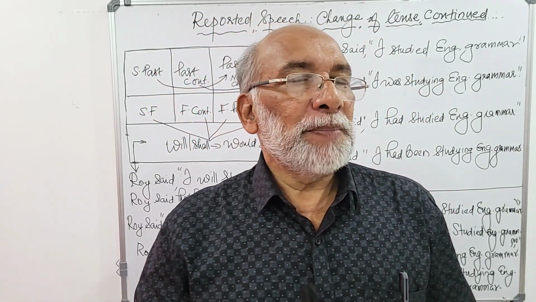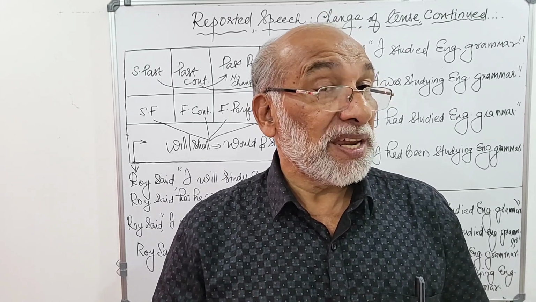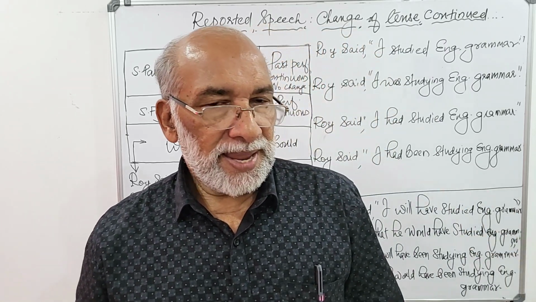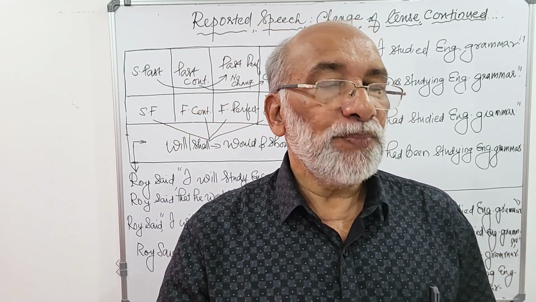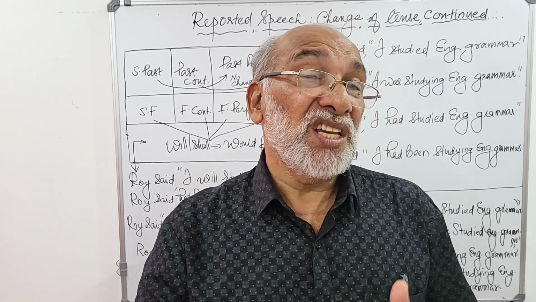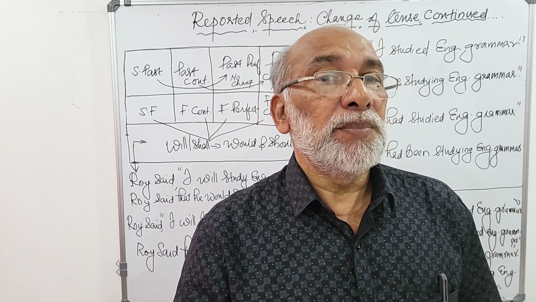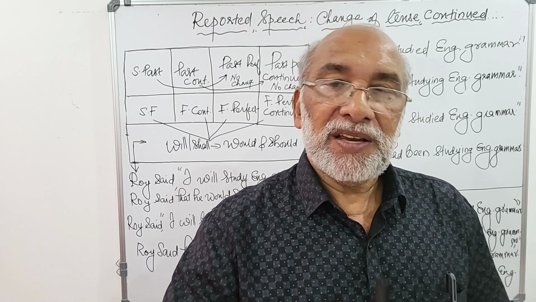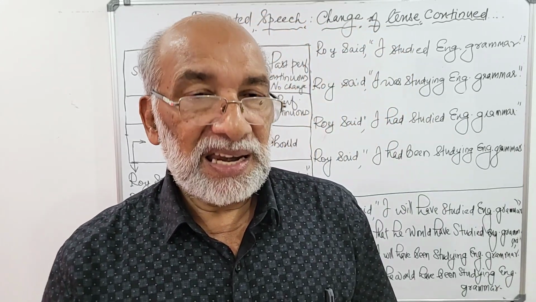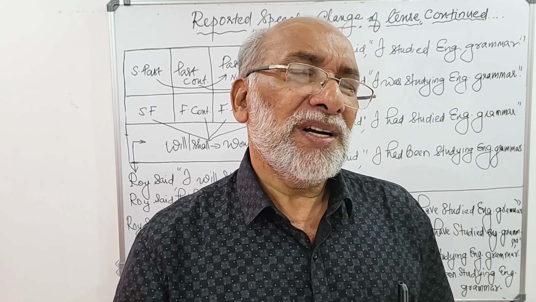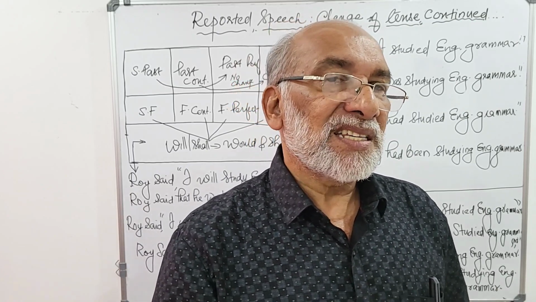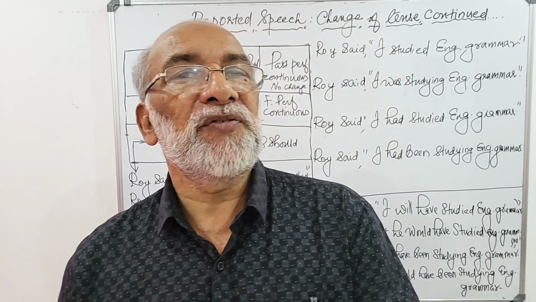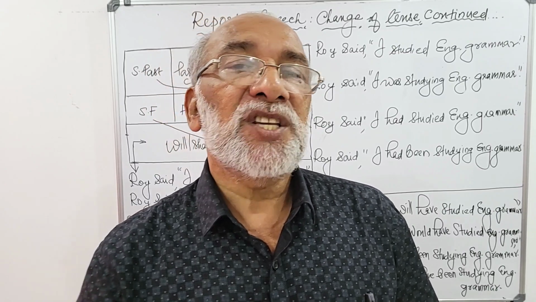See friends, in my previous videos I have been trying to explain the process of changing direct speech into indirect speech. And in the last video, I was trying to explain the changes that happen to a verb, especially in relation to present tense. And we completed it. Today, let's come to past tense. What happens to the verb when a sentence is in past tense? For example, simple past, past continuous, past perfect, and past perfect continuous tense. What happens to the verb?